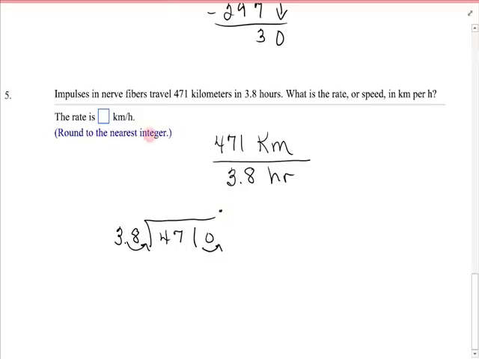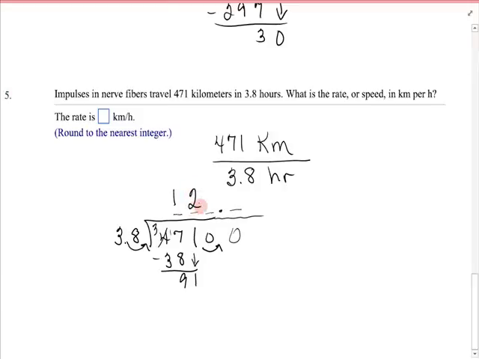It says round to the nearest integer. Now an integer is like a positive or negative whole value. It's a whole value. So 38 doesn't go into 4, but it does go into 47. So I put those up there. You might need a 0. 38 goes into 47 one time. That's 38. Subtract. Add to borrow. I get 9, and I bring down the 1.